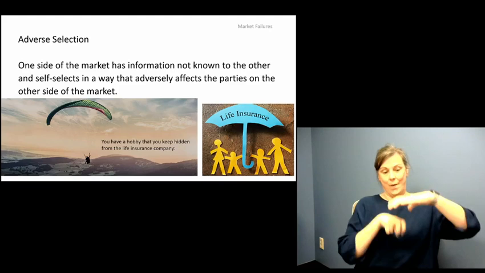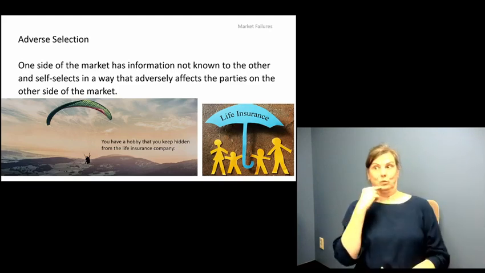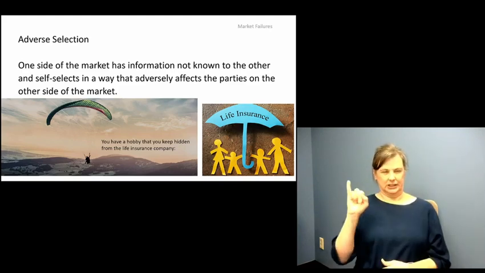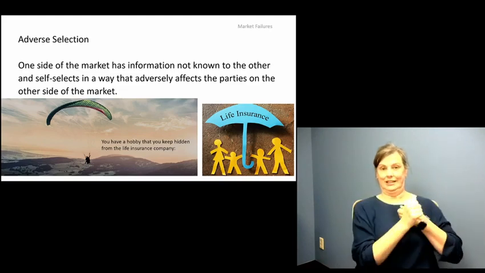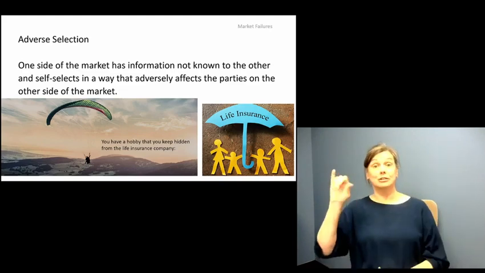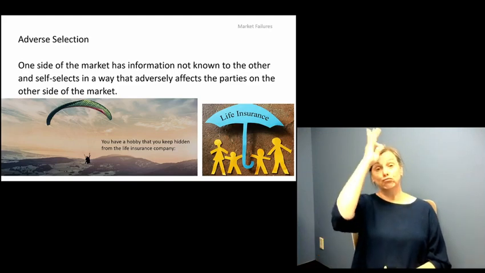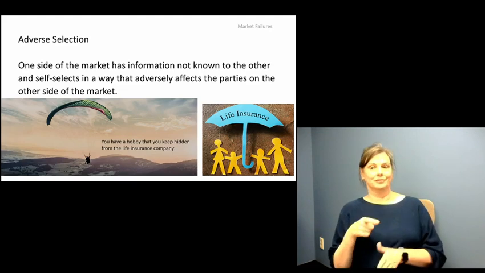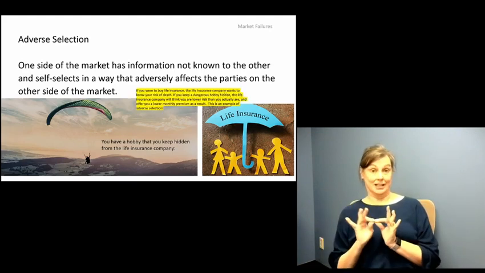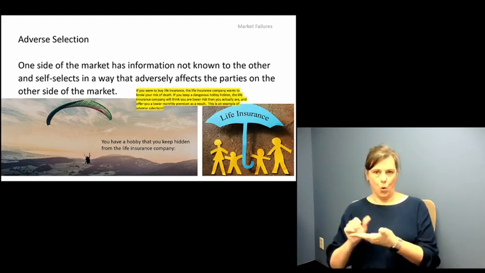But you have a hobby that you keep hidden from the life insurance company, specifically something like this. So you, as a consumer in this life insurance market, you know that you live a life that is more risky. The life insurance company does not know that, and this will result in lower premiums, but will end up being costly because of this hidden information. So this is a good example of adverse selection.